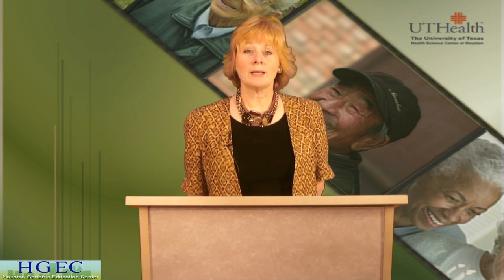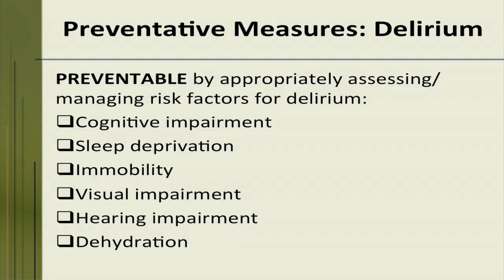Open up the blinds and the windows and make sure that patients know the difference between day and night. Research has shown that 33% of cases of delirium can be prevented by appropriately managing 6 risk factors for delirium. Number 1, cognitive impairment. Underlying cognitive impairment consistent with dementia is present on admission of up to 20 to 40% of hospitalized older adults, and it's undiagnosed. This needs to be addressed.